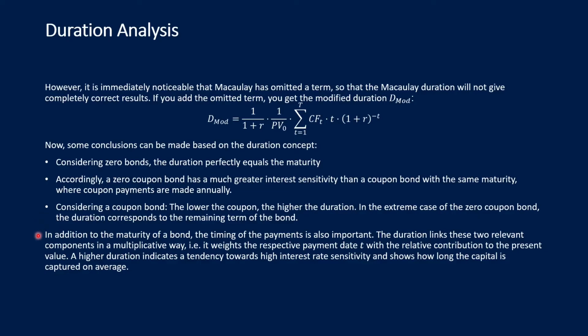In addition to the maturity of a bond, the timing of the payments is also important. The duration links these two relevant components in a multiplicative way, i.e., it weighs the respective payment date t with a relative contribution to the present value. A higher duration indicates a tendency towards high interest rate sensitivity and shows how long the capital is captured on average.